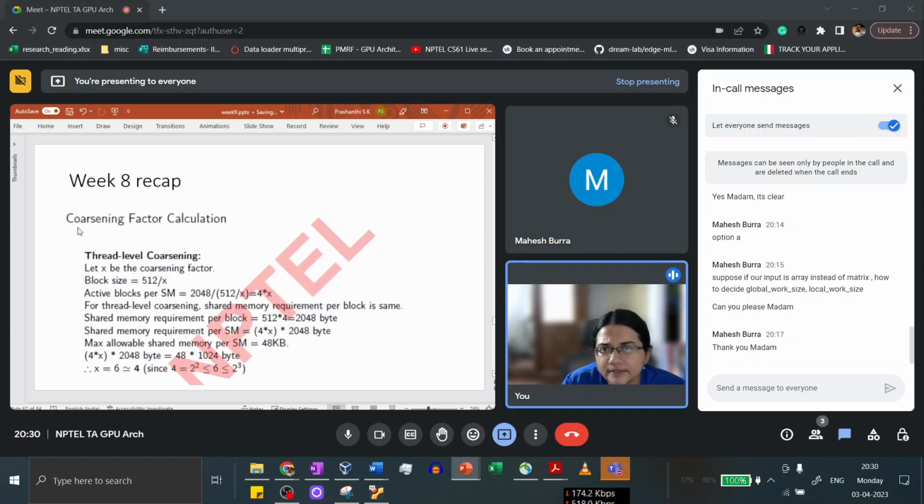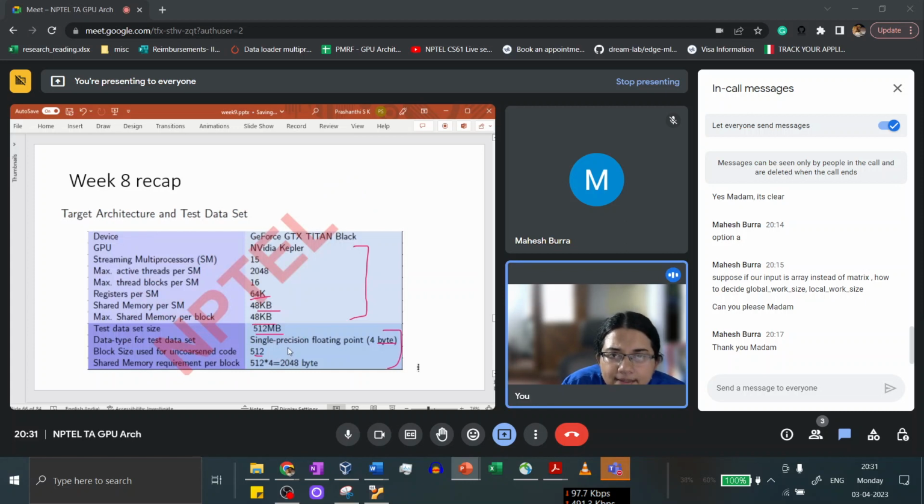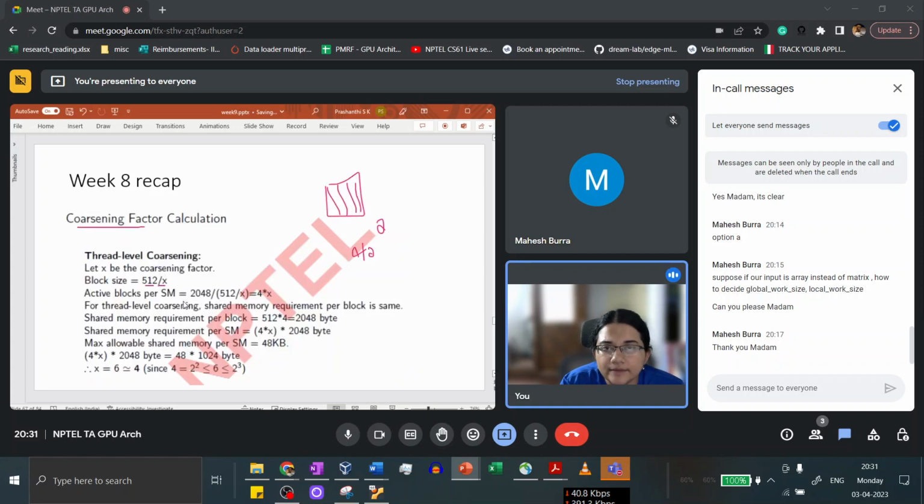Now let's go to the coarsening factor calculation. Let's say we want to calculate this coarsening factor. We'll start with thread level coarsening. Now the block size is going to become 512 by x. Basically we saw that if we had a block of 4 threads and we set our coarsening factor to be 2, we are going to have 4 by 2. That would be our new number of threads or block size. Similarly, the block size earlier was 512. Now with the coarsening factor of x, the block size will be 512 by x.